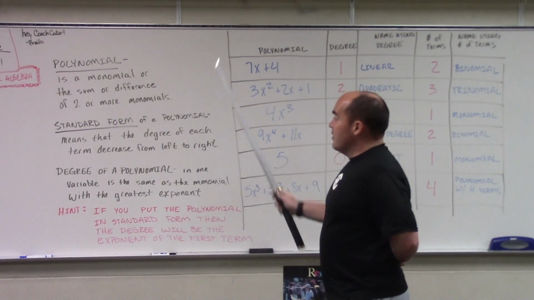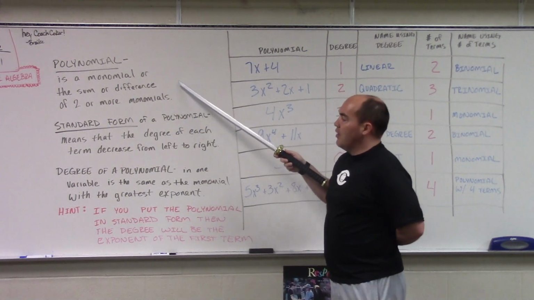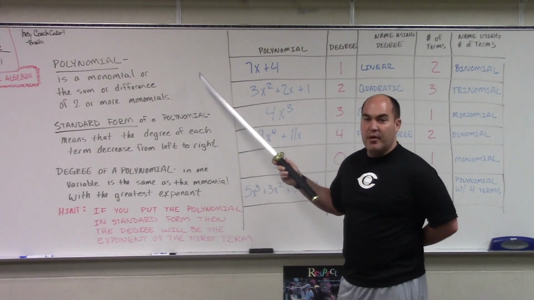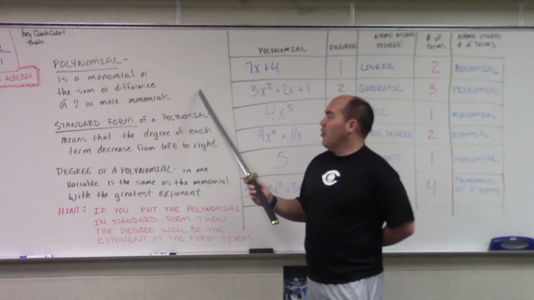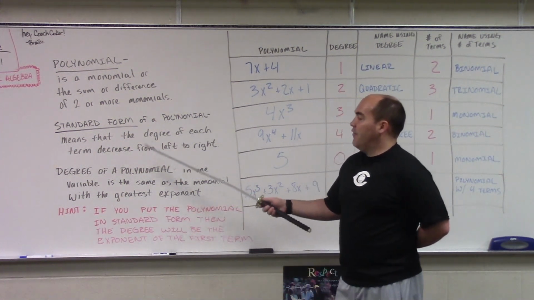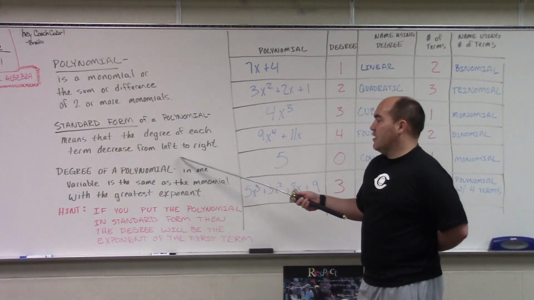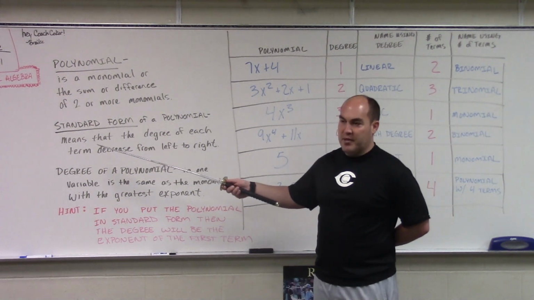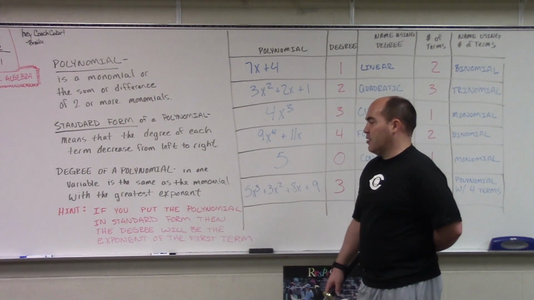Anyhow, a polynomial is a monomial or the sum or difference of two or more monomials. So basically the monomials that we just talked about, if you start adding or subtracting two or more of those together, then you got a polynomial. Standard form of a polynomial means that the degree of each term decreases from left to right. So you're going to start with whatever the biggest one is, put the biggest one first, and then the next biggest one, until you get all the way down to the smallest one.